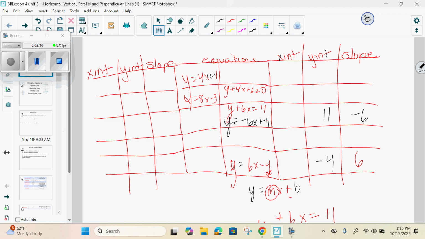So I want you guys to do these two because they're already set up for you. And then I want you to do this one and set it up so it's y equals whatever. Okay, so those top three. The top two on the left are already set up for you. The one on the right, you just have to bring everything to one side. So take a minute and do that, please.